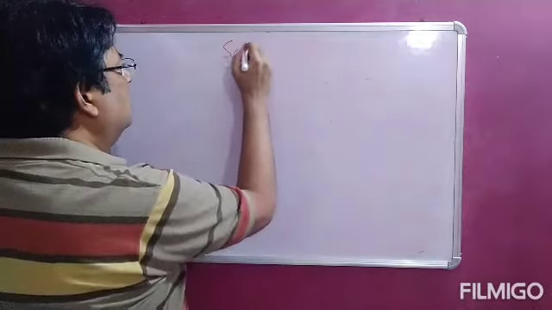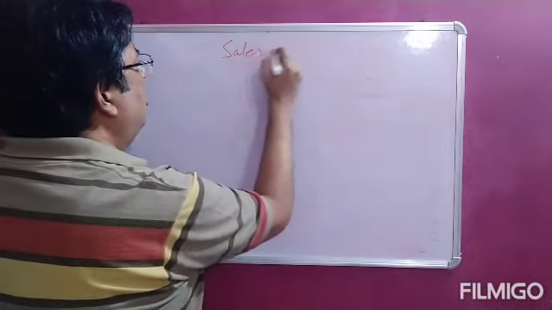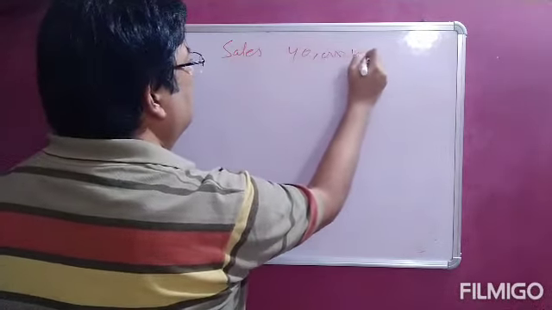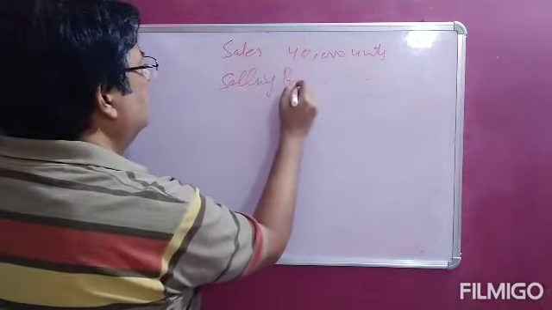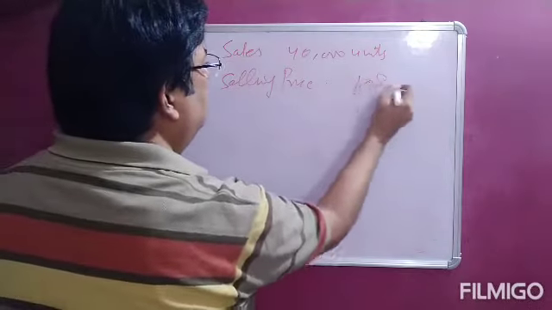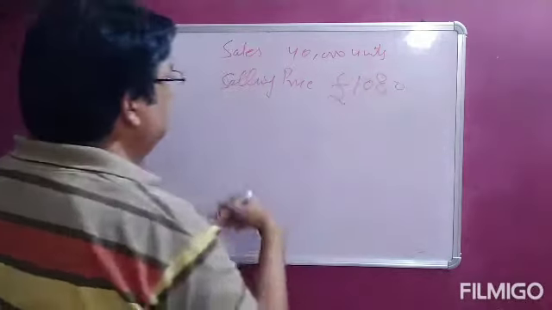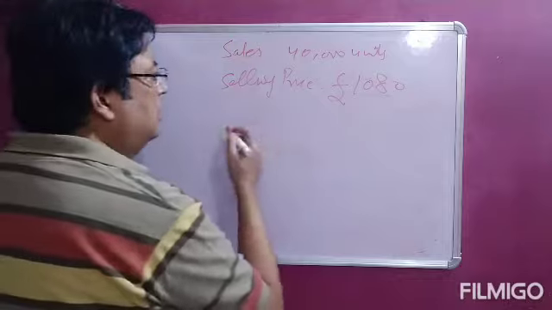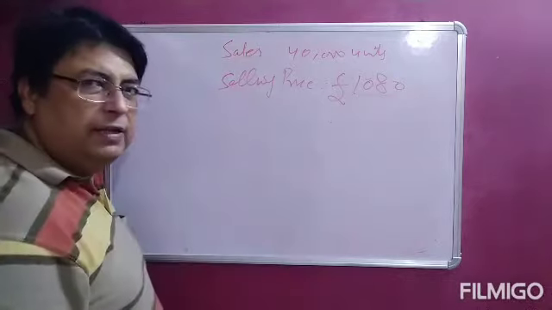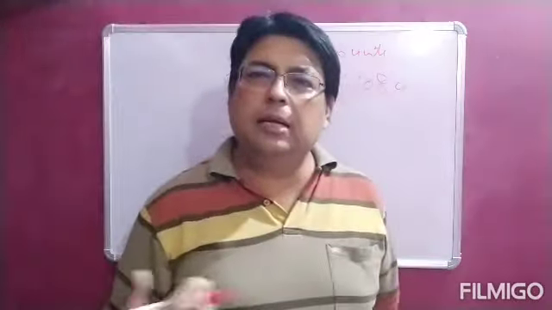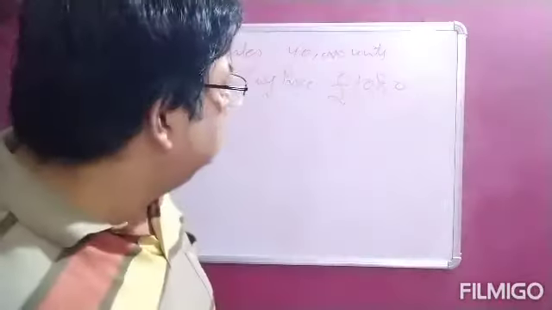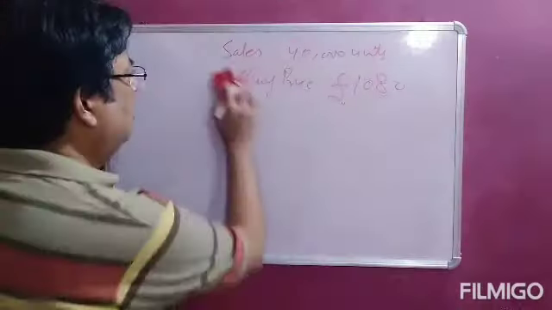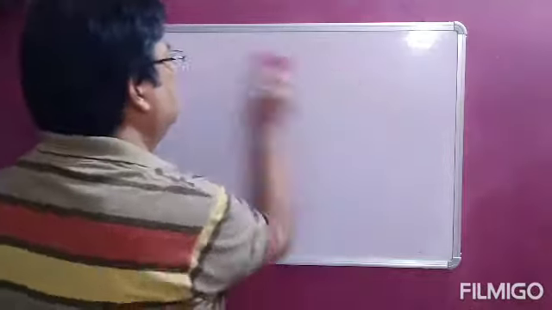So sales is 40,000 units. Selling price is 1,080 pounds, with 8% inflation. Then the fixed manufacturing overhead will not change. The depreciation allowance will also not change. The tax rate is 50%. So let us see, with these changes, what the operating cash flow will be in the third case for the firm.